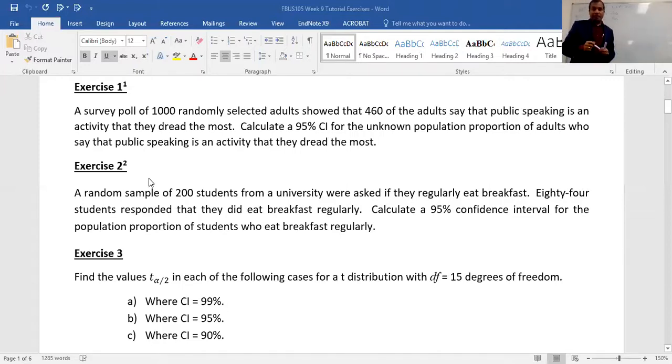A random sample of 200 students from a university were asked if they regularly eat breakfast. It's a random sample. 84 students responded that they eat breakfast regularly. So 84 is our area of interest, right? Out of 200. Calculate the 95% confidence interval for the population proportion of the students who eat breakfast regularly.